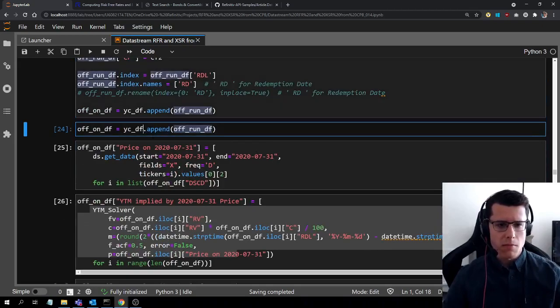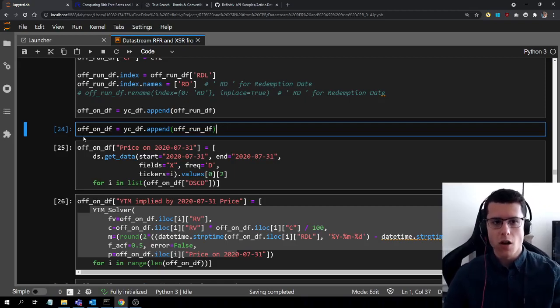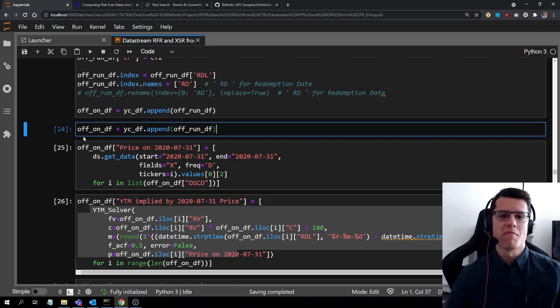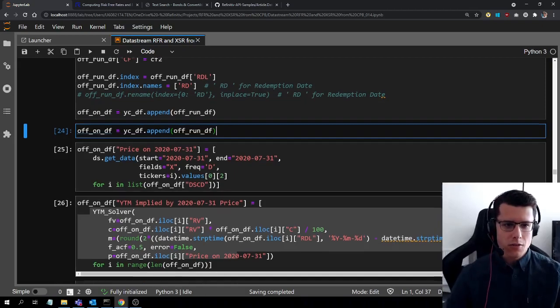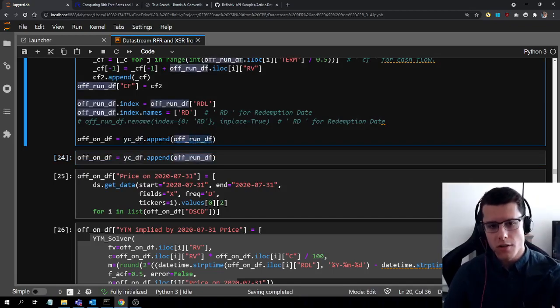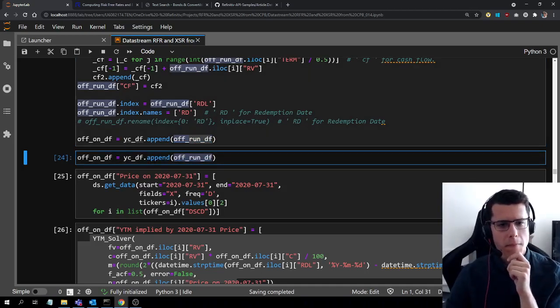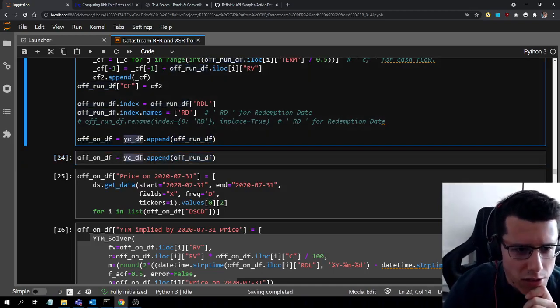All right, so that's my YC, which stands for yield curve. And I'm appending my yield curve data frame with these off-on data frames. So off-on is both off the run and on the run bonds that I've meshed together. There you go. Here it is: YC DF append off run DF. So I've added the off the run DF, and now I think that's a mistake. Surely that's a mistake. I shouldn't have to do that twice.